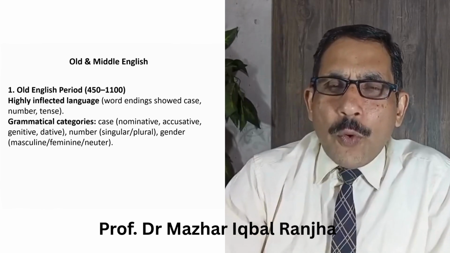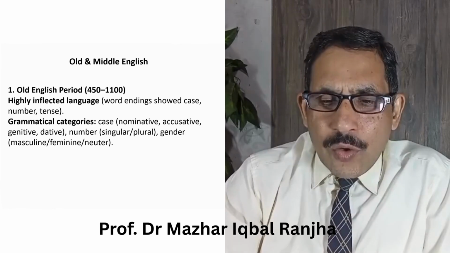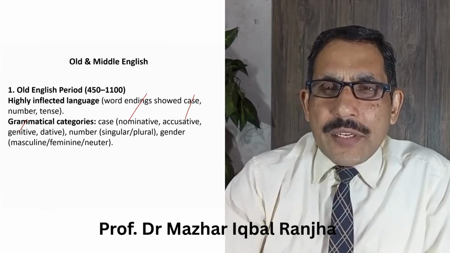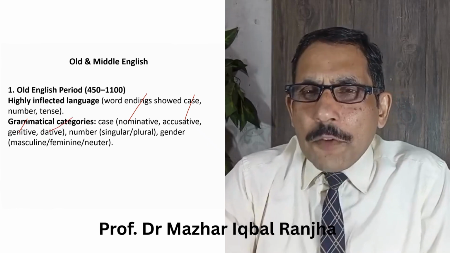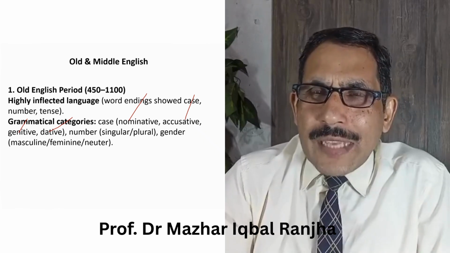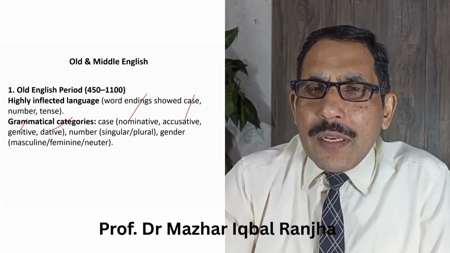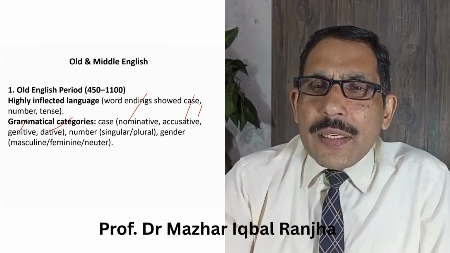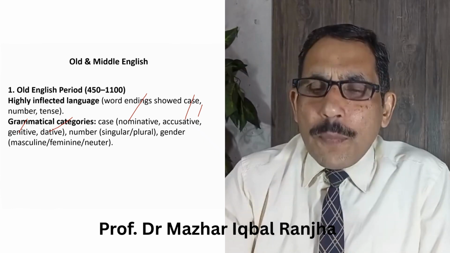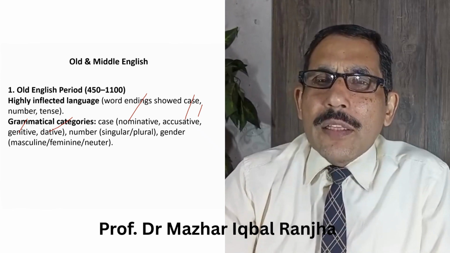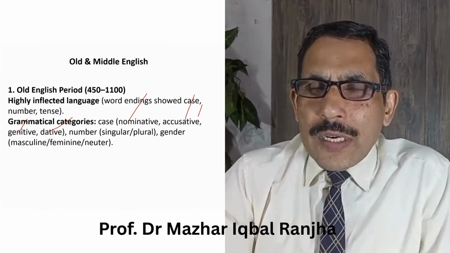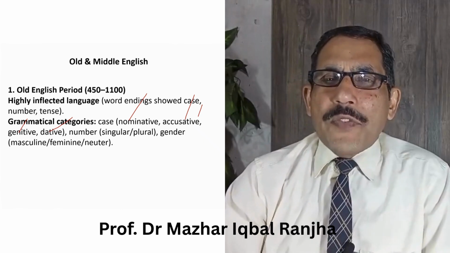nouns were dominated by four cases that were nominative, accusative, genitive, and dative. Nominative means nouns used as a subject. Accusative means the nouns used as object. Genitive means the noun used for possession. And dative means the noun used as indirect objects. So these nouns had specific endings.